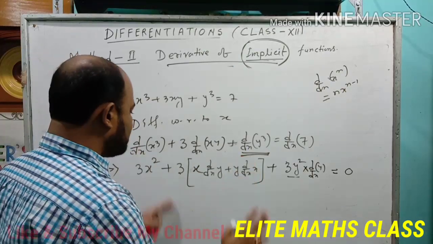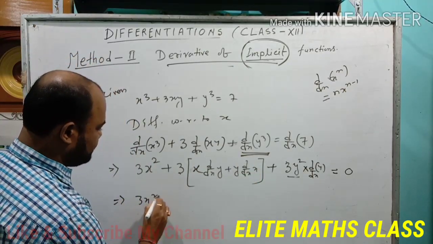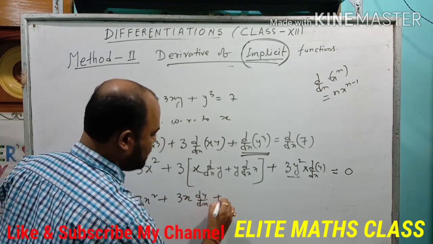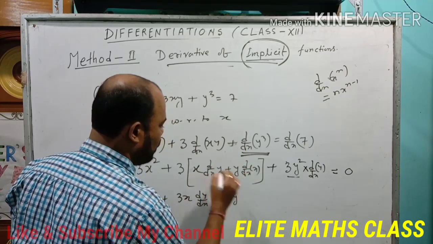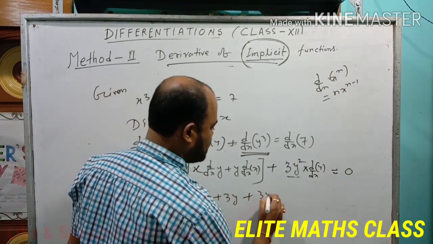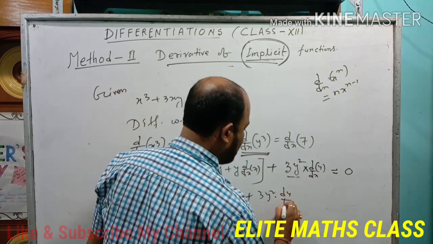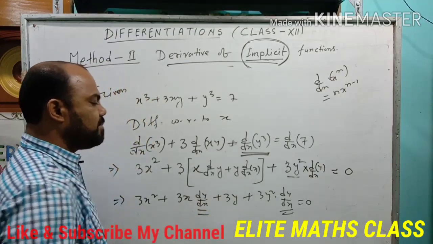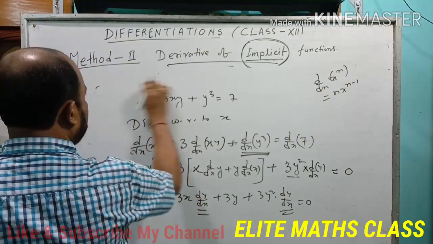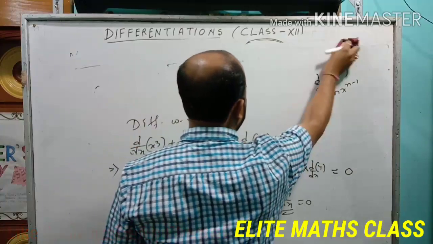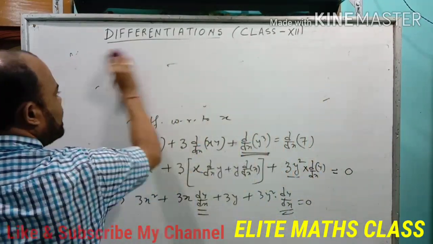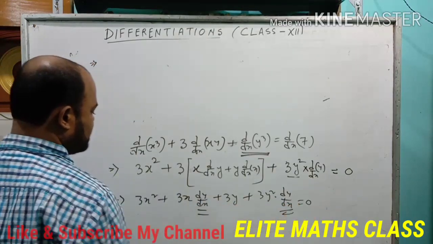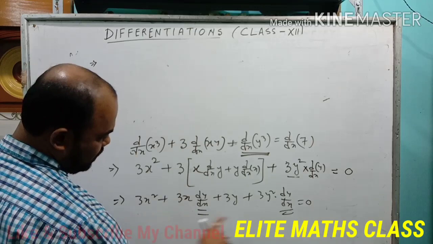Differentiation part complete. Now just simplify. 3x square plus 3x d/dx of y means dy by dx, plus 3y d/dx of x means 1, plus 3y square, again d/dx of y means dy by dx. Now see dy dx here, dy dx here. Simply take the derivative terms, the dy by dx terms, in the LHS and the other terms in the RHS. Another thing you see, in all the terms 3 is there, so we may cancel 3 in the whole expression.